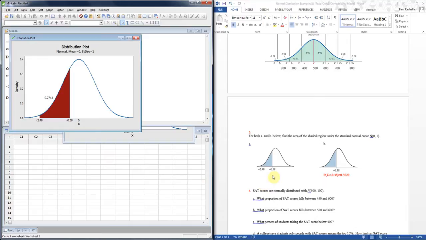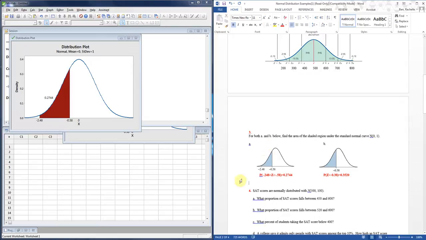And there's our picture. So here I've got that the probability that I'm between negative 2.48 and negative 0.58 is 0.2744. Okay.